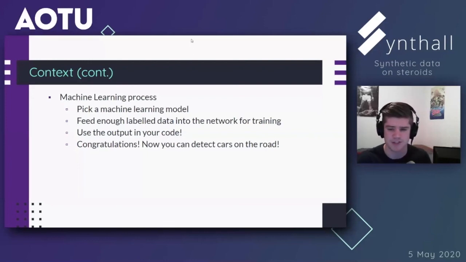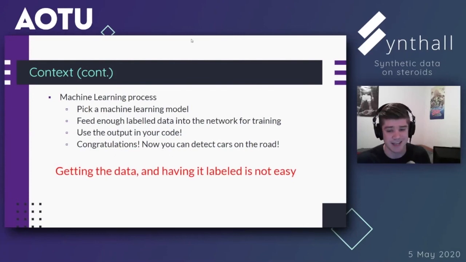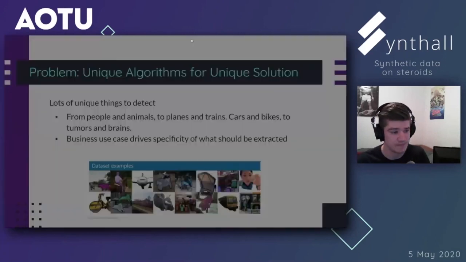Now, there are problems associated with all of these, and some of these steps we've covered with other products at Out2. But for now, I want to talk about the part about feeding labeled data, because getting the data and having it labeled is not easy. It's not easy at all.